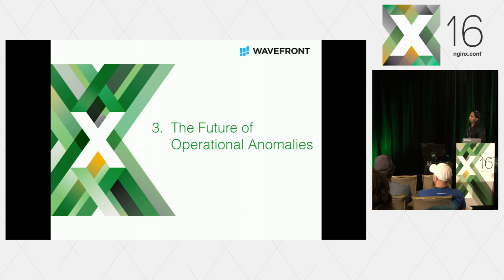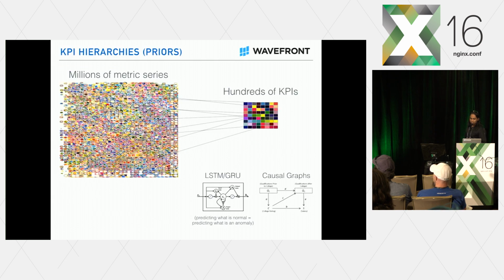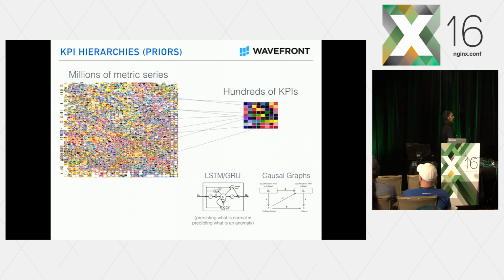I'll finish by talking about the future of operational anomalies. Where do I see this whole industry going? One of the most obvious things that we're going to do is take all these metrics. We have people who've sent us millions of different metrics. I mean different metric names. Each of those metrics can have thousands or millions of points, right?